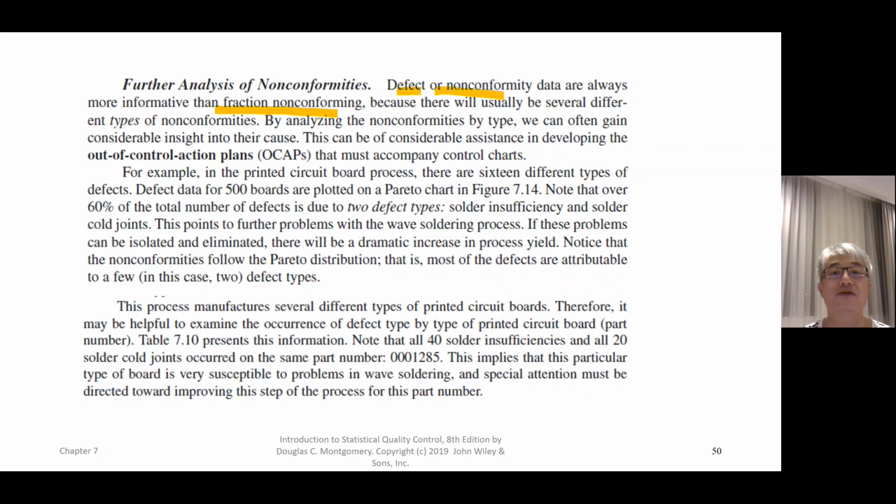So not all the solder insufficiency and all the solder cold joints occur in the same part number. This implies that this particular type of board is very susceptible to problems in wave soldering, and special attention must be paid toward improving the state of the process for this part number. Particularly the part number 0.001 to 85.